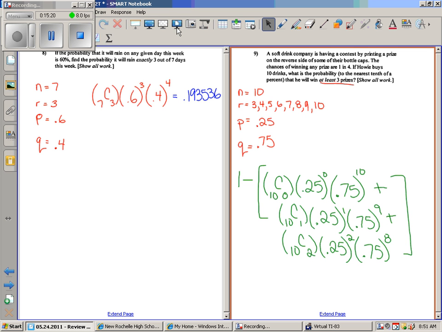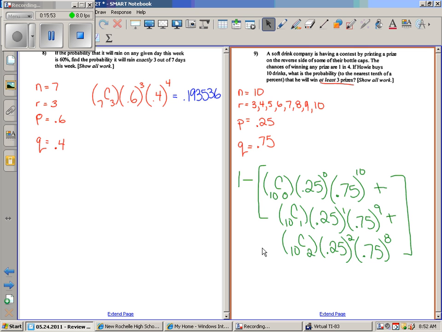So here's what you're doing, right? You're basically subtracting away everything that would count as a failure. And if you do that, you by default get everything that was successful for the scenario. So I'm subtracting away losing 10 times, winning once and losing 9 times, winning twice, losing 8 times, because the problem asks that he needs to win at least 3.